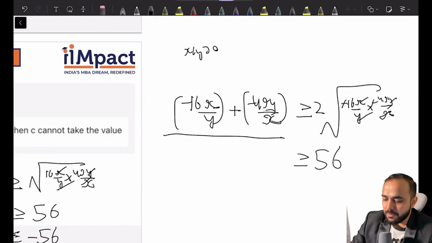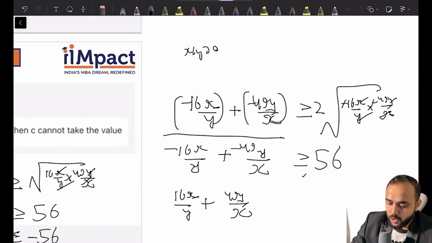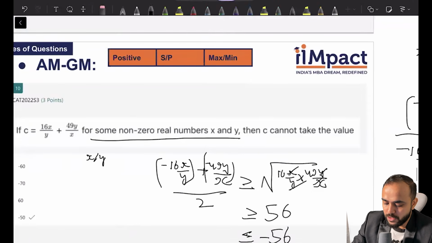Now I will again multiply this minus 16x by y plus minus 49y by x with minus. So this will give me 16x by y plus 49y by x. This is what I wanted. Because I am multiplying with a minus on both sides, I will flip the inequality. So I will call it less than or equal to minus 56, which is what we arrived at.